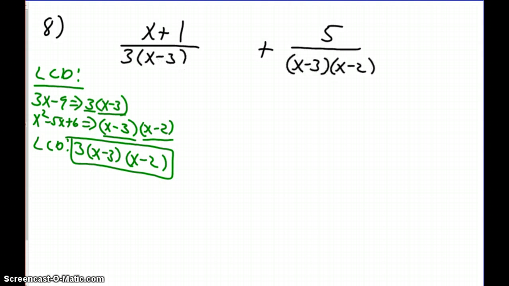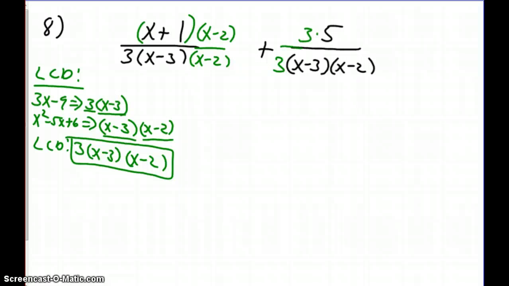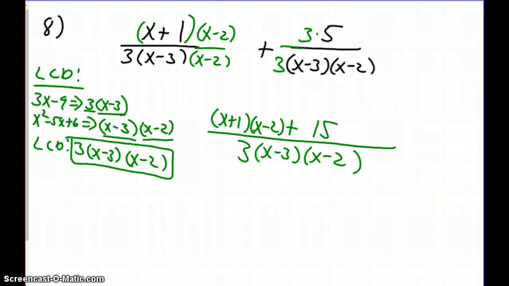Okay, so now, here we go. What do I have to multiply the first fraction by? x minus 2 on the top and on the bottom. What do I have to multiply the second fraction by? 3 on the bottom and on top. Okay, so now since I have a common denominator, I can combine the two rational functions together to get this.